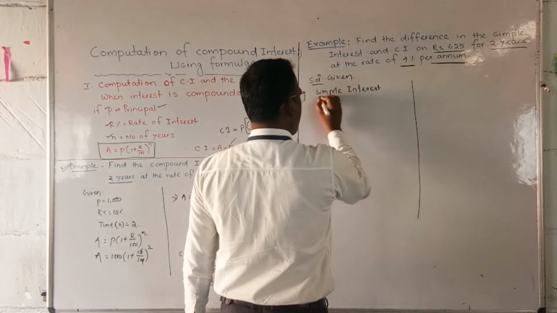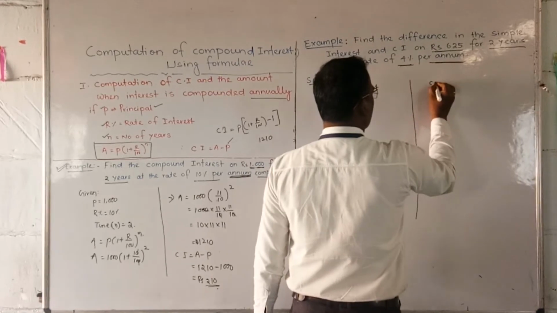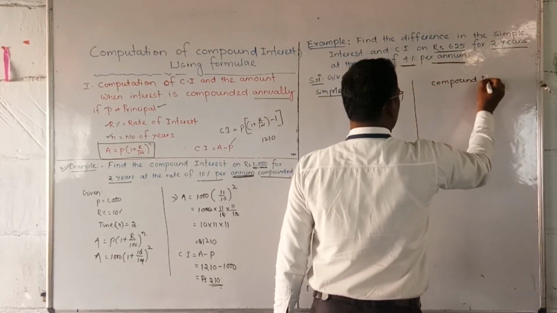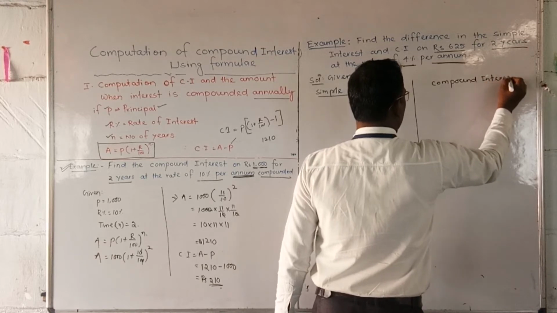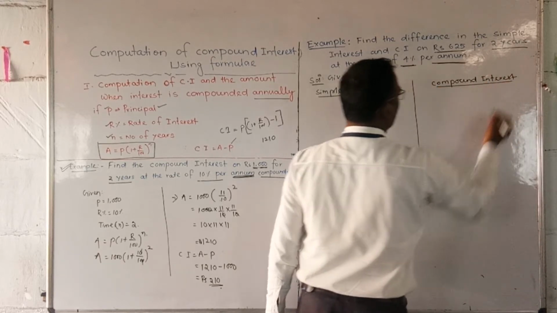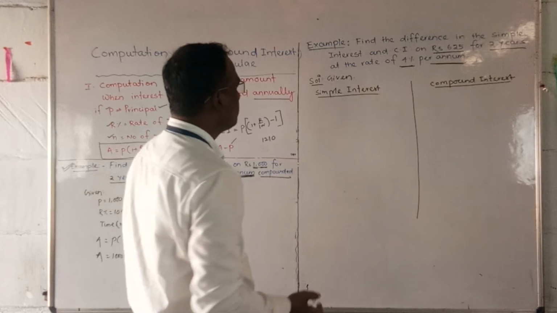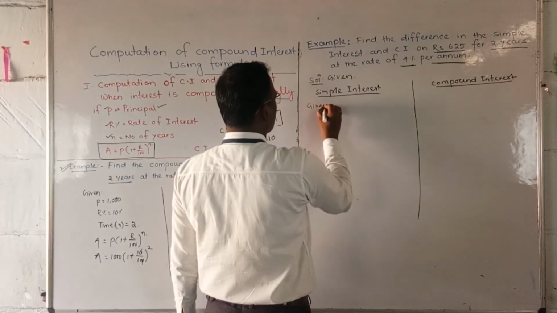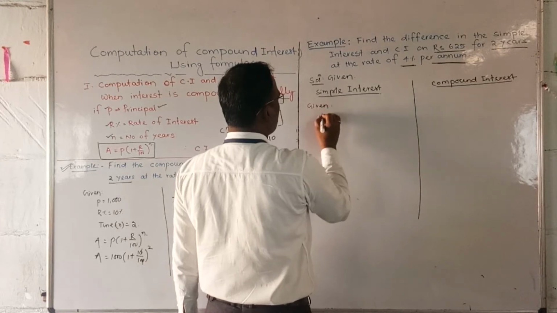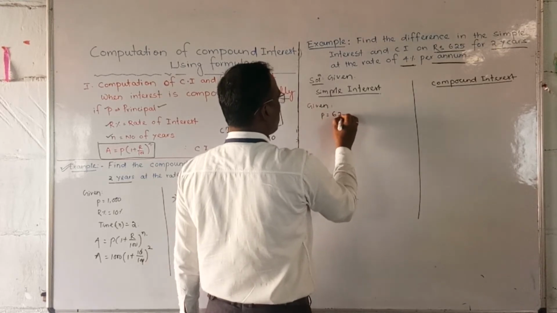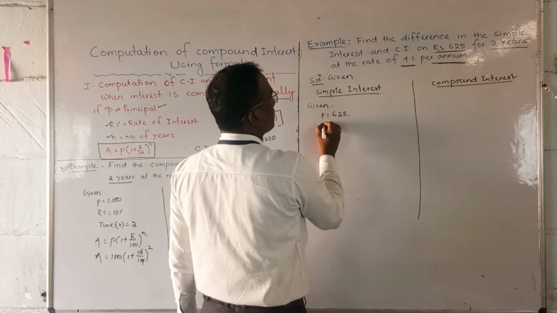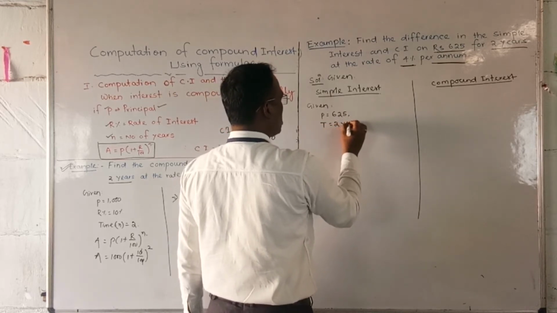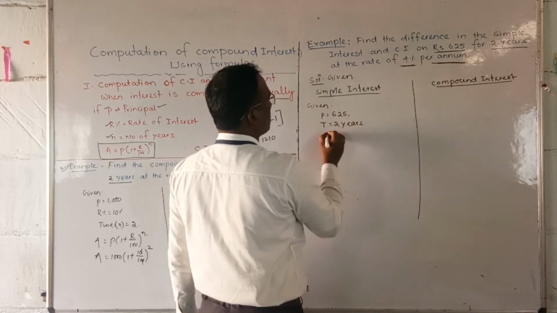And this we can write here: compound interest. Both are different cases of how to find out. So now, first, compound interest given, what is that? Given principal 625, time here 2 years, here no need of n, and a rate of interest 4%.